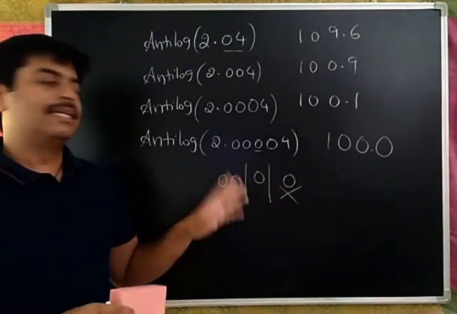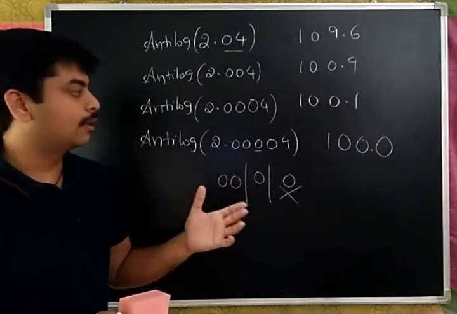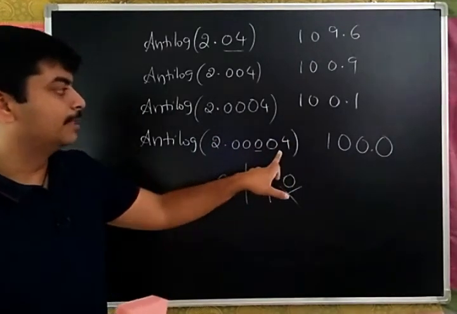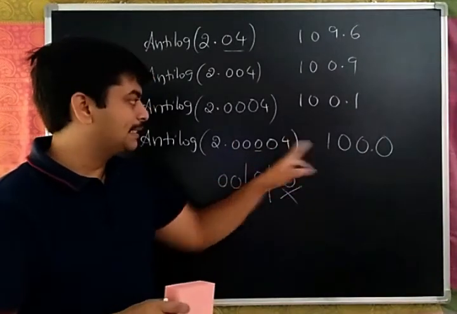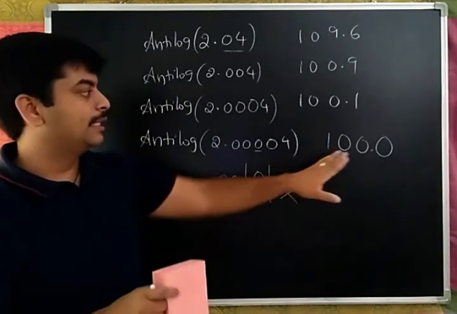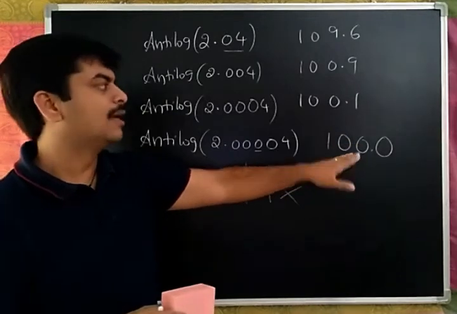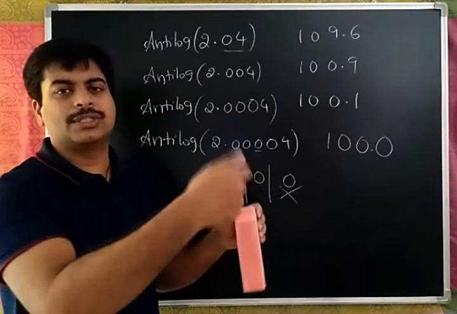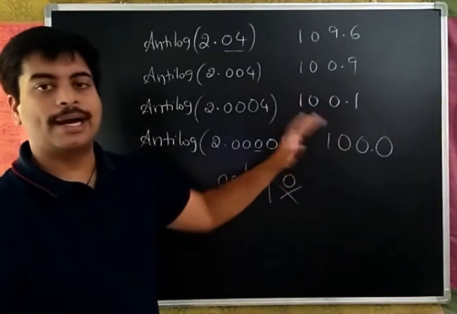Yes, there exists some value, but in logarithms and anti-logarithms, after 4 decimals, we get an approximate value. This may not be exactly 100.0, but these are rounded to the nearest whole number, that is 100. The approximate number will be 100. The value may be 100.001, something like that, and it is rounded to 100.